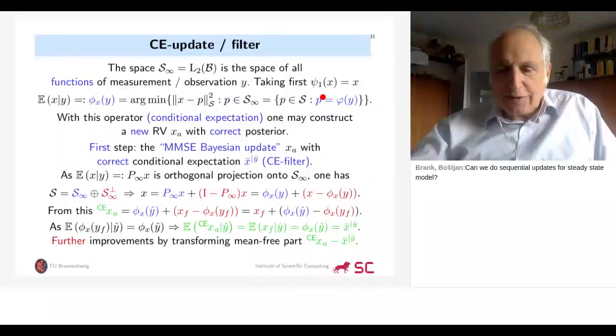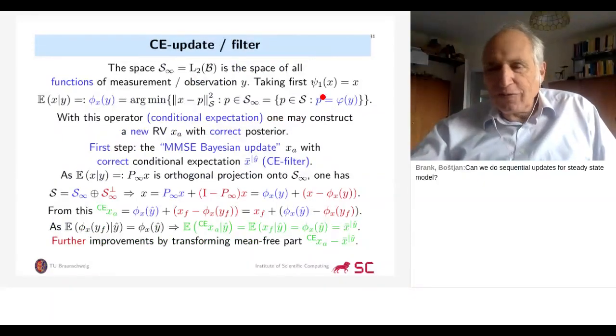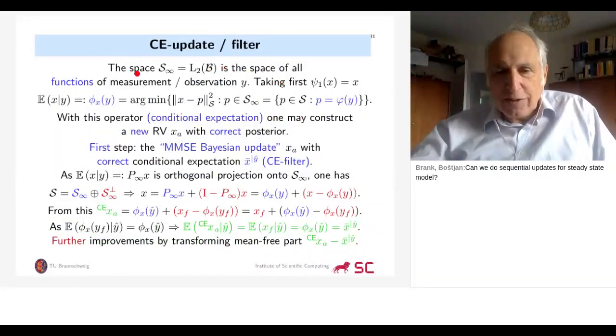Good, so how does this simplest one work? Most of the filters are built on this, the conditional expectation update. So we take the function whose expectation we are computing to be just the identity. So we want to compute this guy here, okay? And this is the argument which minimizes this here, okay? This is the function of y which comes out. And this is minimizing over all functions of y, okay?